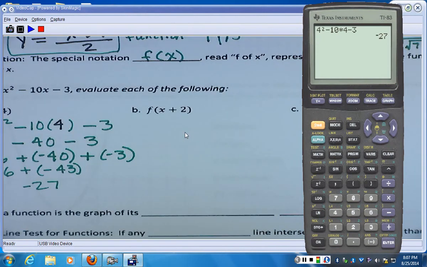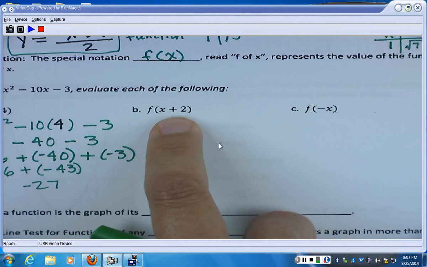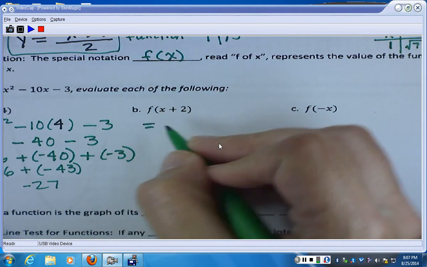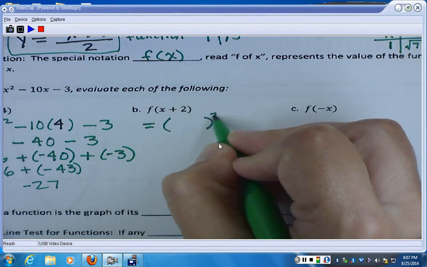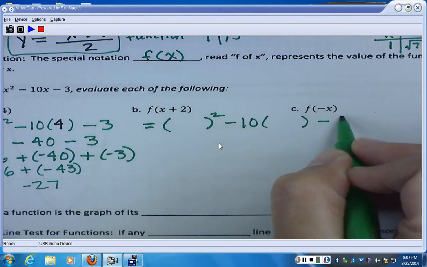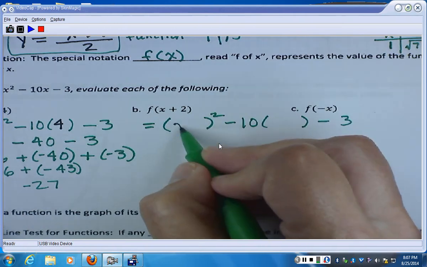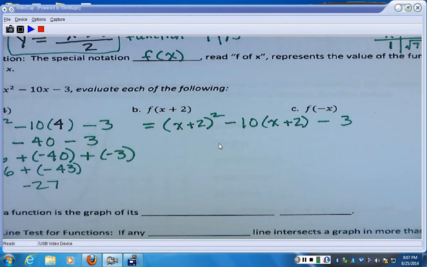All right, now this is going to get harder. I can't type this in the calculator. What am I going to do? Okay, so now instead of replacing x with a simple little number, I'm going to replace it with x plus 2. So f of x plus 2 equals, and I have to leave more room, blank squared minus 10 times blank minus 3. Everywhere I have to put that x plus 2 in.